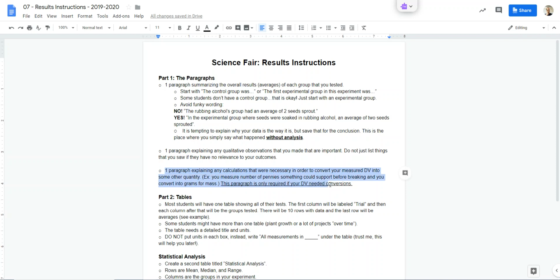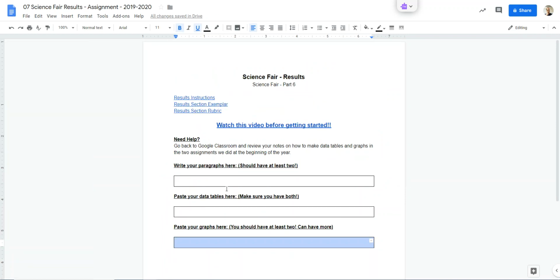The last paragraph is one that you might have and might not have. You'll know you need this paragraph if you have to do any math to get to your dependent variable. A lot of students who are doing density are going to have this paragraph. So if you collected a mass and you collected a volume and part of your experiment was about density, then you need to have a very short paragraph about how you calculated that density, or whatever it is that you're doing. So those are the paragraphs. Those are the things that are going to go in this first section on the assignment, all 3 paragraphs, but at least 2.